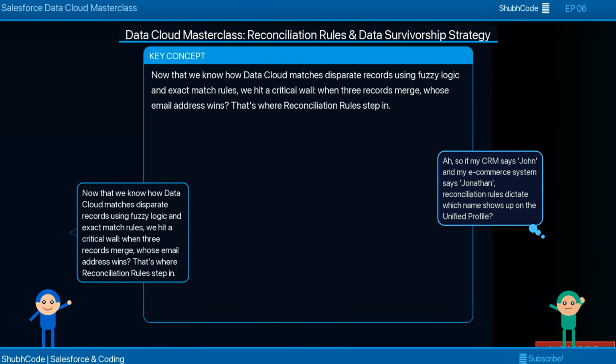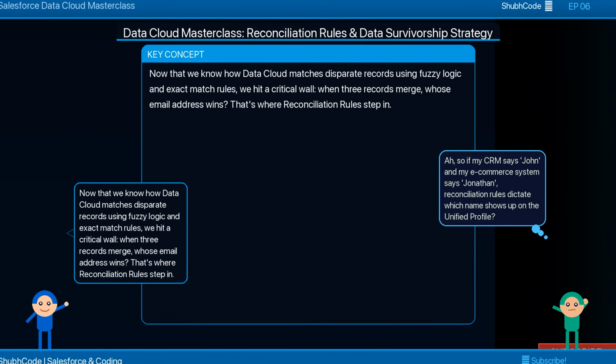Let me explain this simply. Now that we know how Data Cloud matches disparate records using fuzzy logic and exact match rules, we hit a critical wall: when three records merge, whose email address wins? That's where reconciliation rules step in. So if my CRM says John and my e-commerce system says Jonathan, reconciliation rules dictate which name shows up on the unified profile.